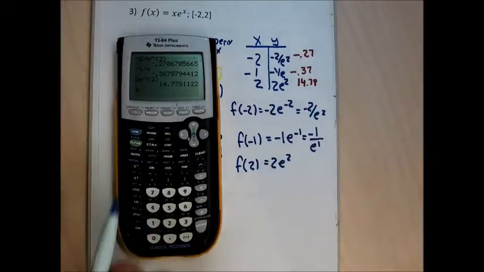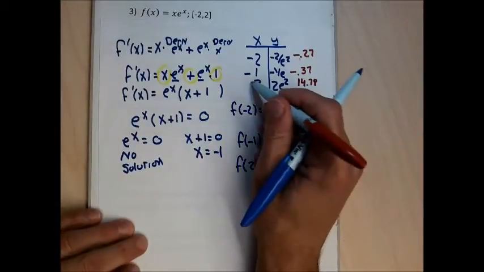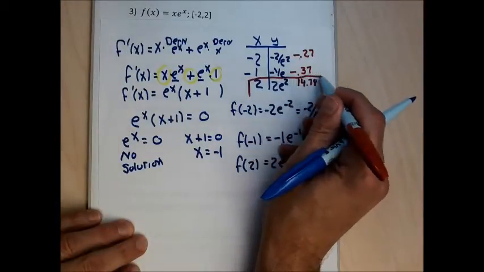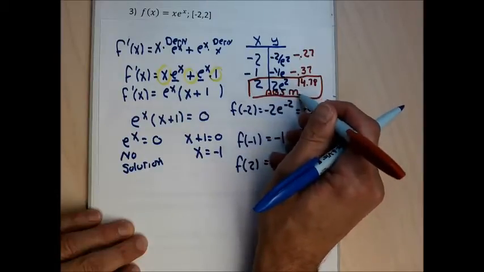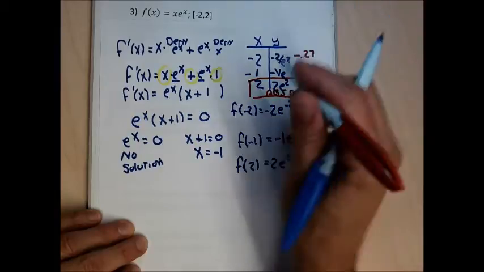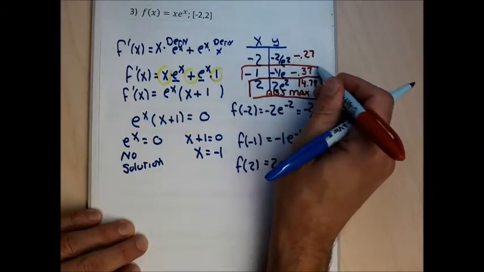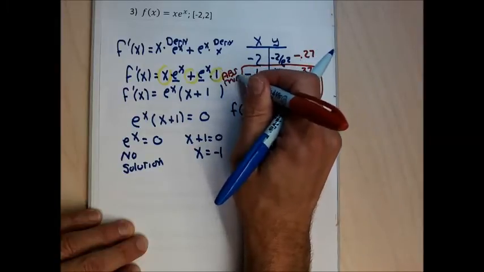Now I stare at the numbers in the y column. It's real easy for me to see the maximum. This right here is the biggest y, so this point is going to correspond to the absolute maximum. Between negative 0.27 and negative 0.37, negative 0.37 is smaller. This point right here is going to be the absolute minimum.